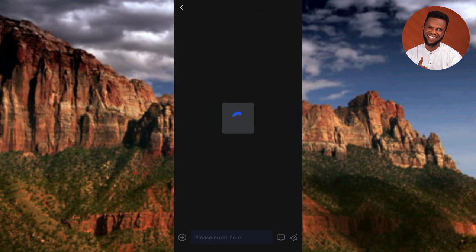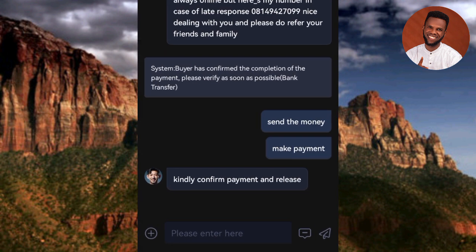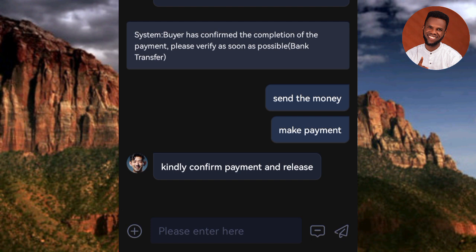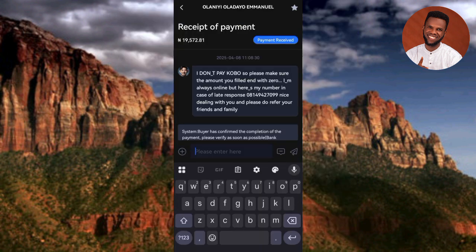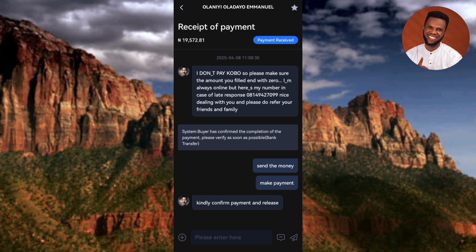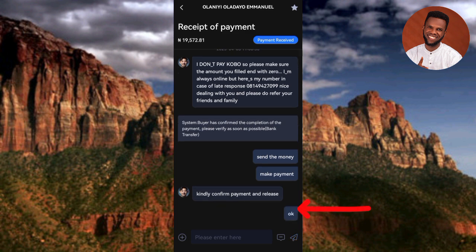So what I've got to do now is to go over to my email to see if the money has dropped in my bank account, because I receive my bank alert through my email. You can also confirm that in your bank app. Go over to your bank app, confirm the transaction, go over to your transaction history and see if you have received the money. That's how it works. So guys, now let me reply this person and say okay. You can see now I've sent okay. So let me go back now to release.